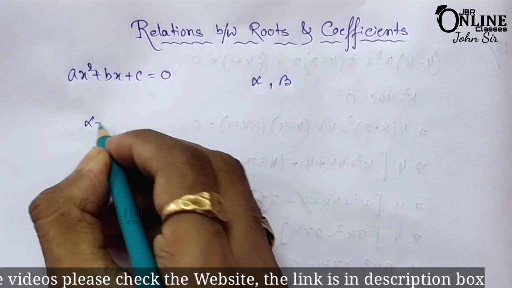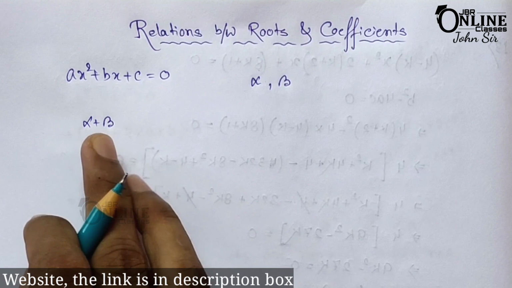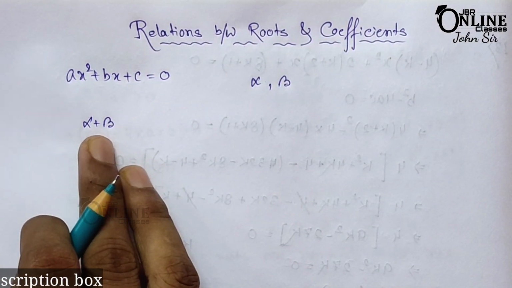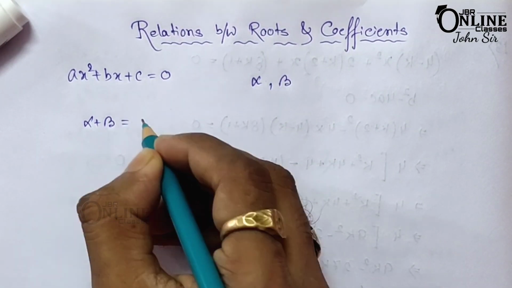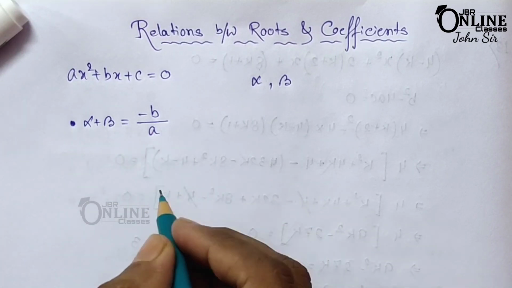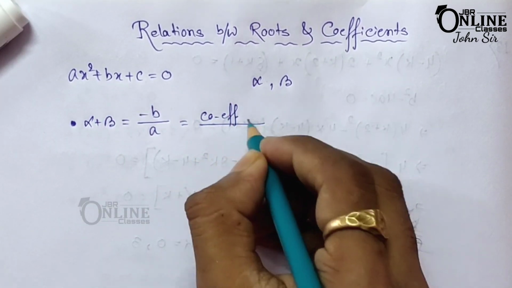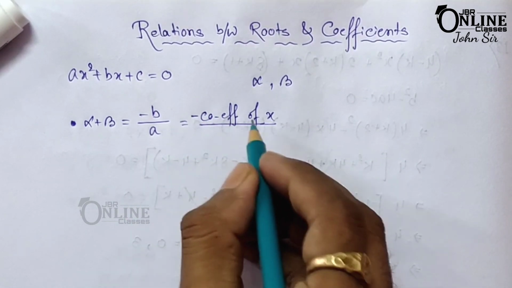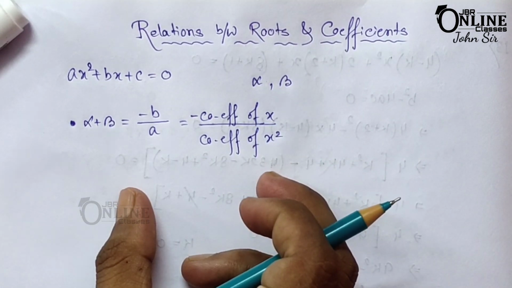Then the first relation between the roots and the coefficient is the sum of the roots. So here sum of the roots means alpha and beta. So alpha plus beta equal to minus b by a. That is the first relation. Here minus b by a: minus b means the coefficient of x, and a means the coefficient of x square. So write down here minus coefficient of x and then coefficient of x square. So that is the first relation.